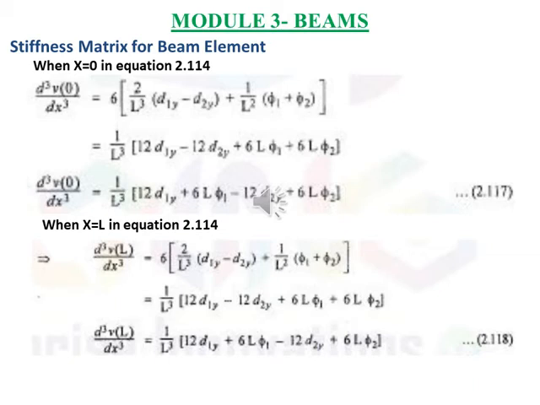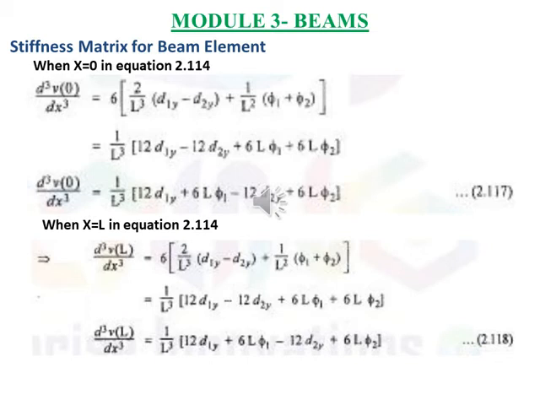So when I put x is equal to 0 in equation 2.114, I will get d cube of mu of 0 by dx cube is equal to 6 into 2 by L cube into d1y minus d2y plus 1 by L square into phi 1 plus phi 2, that is equal to 1 by L cube into 12 d1y minus 12 d2y plus 6L phi 1 plus 6L phi 2. So which is further equal to d cube of mu of x by dx cube is equal to 1 by L cube into 12 d1y plus 6L phi 1 minus 12 d2y plus 6L phi 2. So this is equation 2.117.